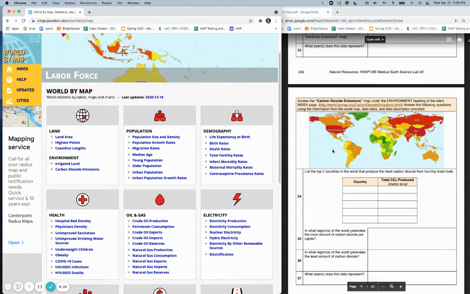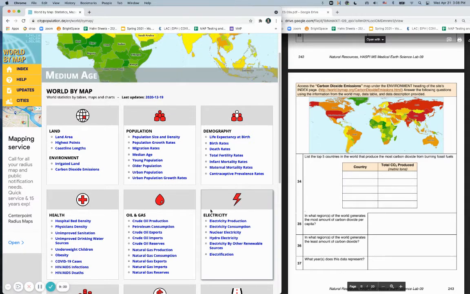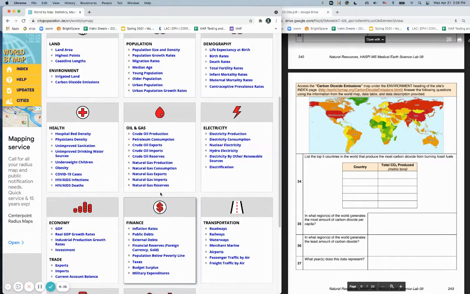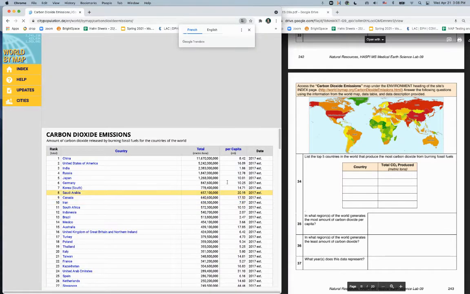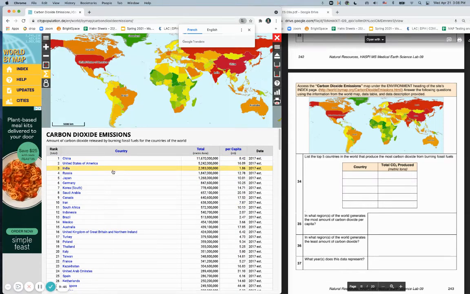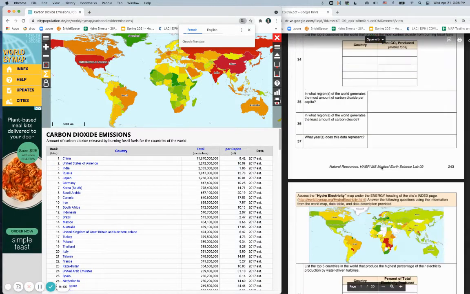This next section is on carbon dioxide emissions. Basically, who's burning a lot of fuel and coal and gas and polluting the environment with carbon dioxide. So that would be under environment here, carbon dioxide emissions. So not surprisingly, we're kind of at the top in a lot of these. We use a lot of energy, which means we would probably be polluting a lot as well, producing carbon dioxide.